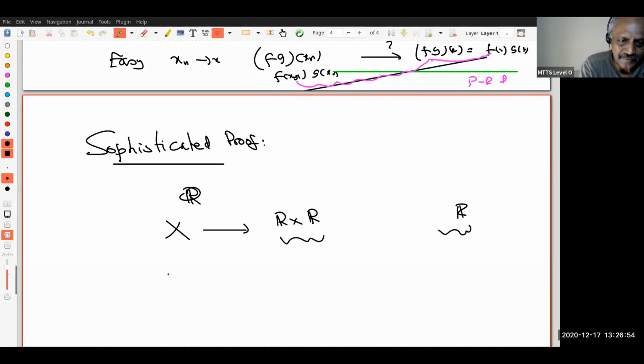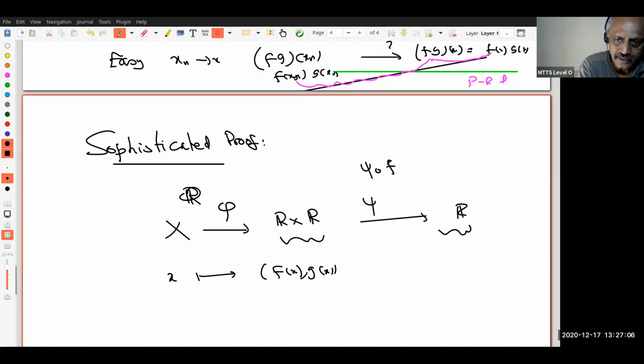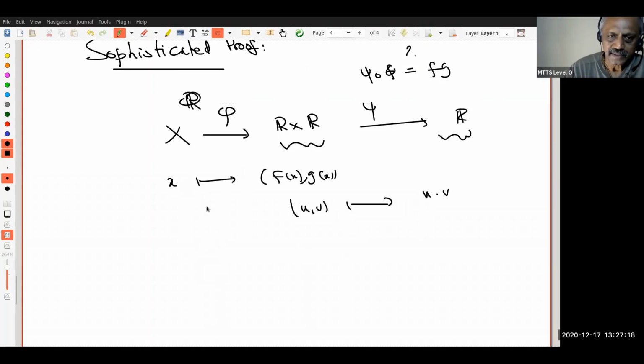And what is this map? X going to, as earlier, f x comma g x. This is an ordered pair of real numbers. What is this map? Remember, what do I want? Call this phi. I want xi composite phi to be f times g. What should be my xi? Start with u v. Where does it go to? U times v. That's a multiplication, right?